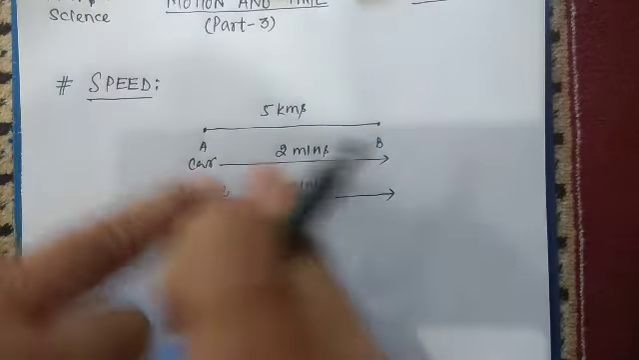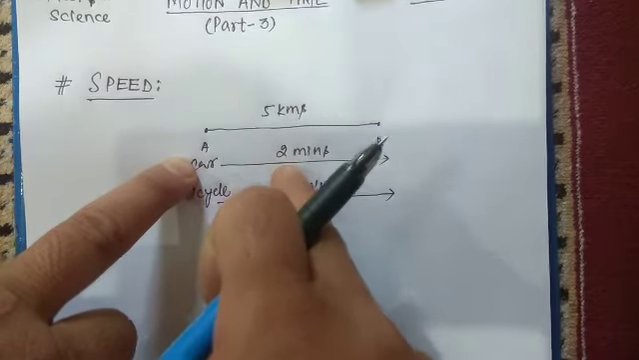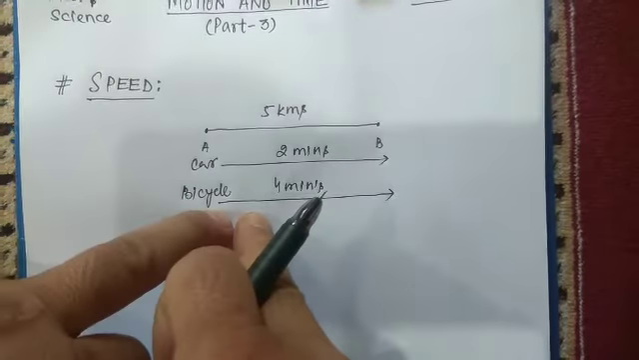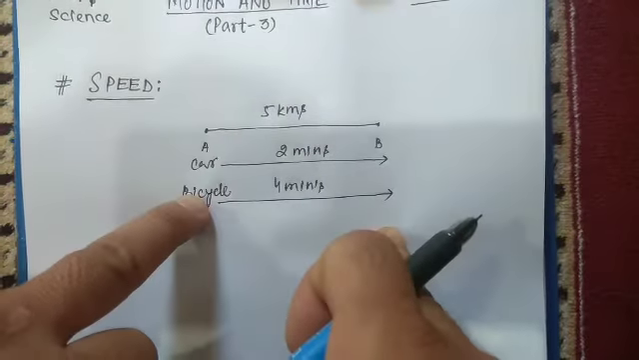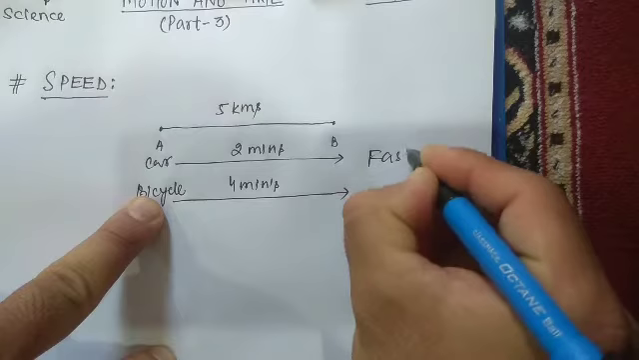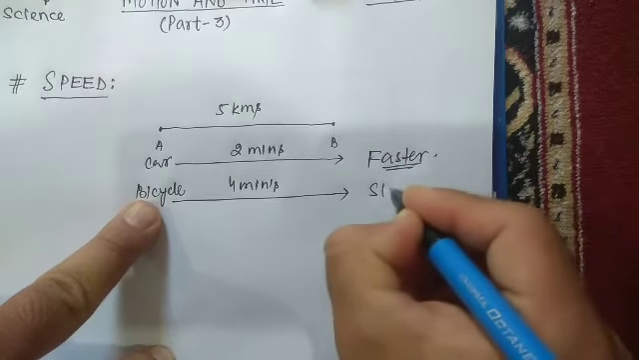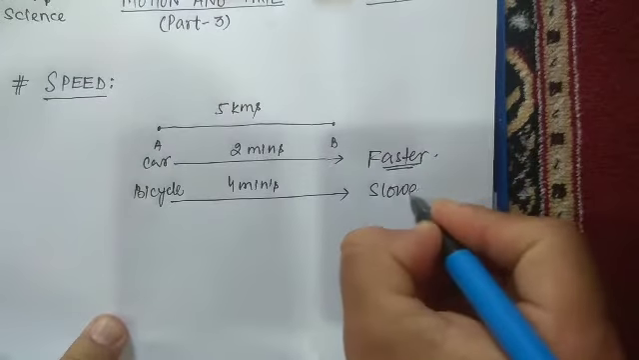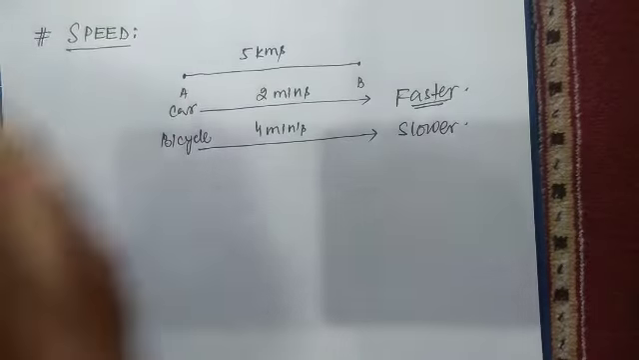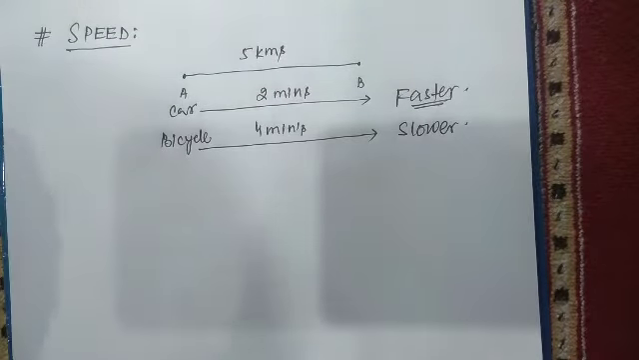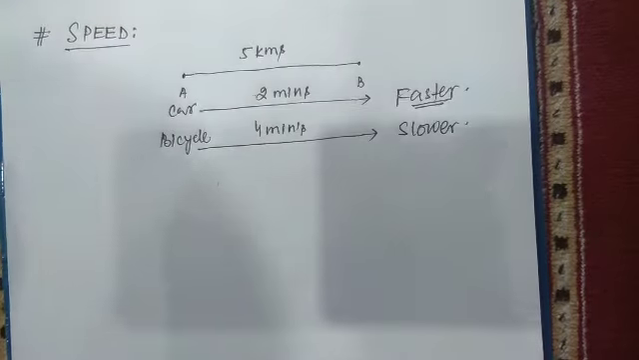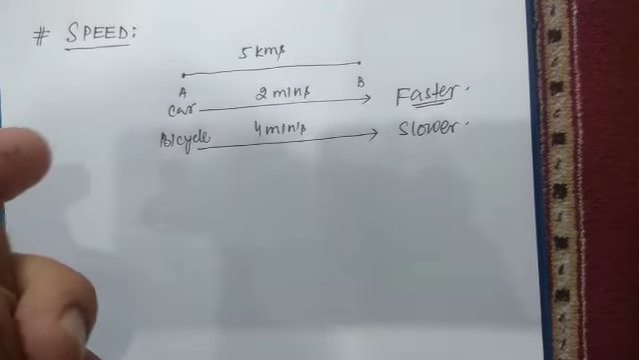Now we can say that the car has taken less time to cover the 5 kilometer distance, but the bicycle has taken more time to cover the same distance. On that basis, we can say the car is faster, and the bicycle is slower than the car. The distance moved or covered by an object in a given interval of time decides which one is faster and which is slower. On that basis, we can now introduce speed.